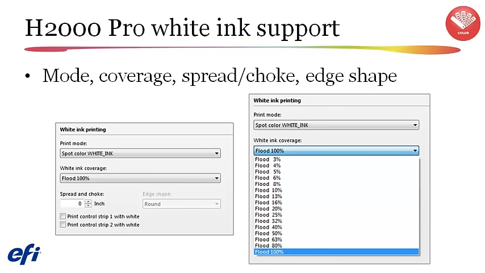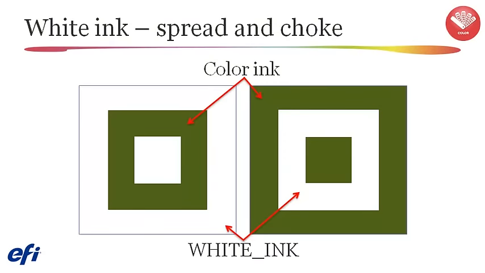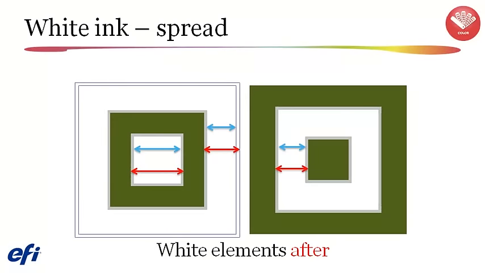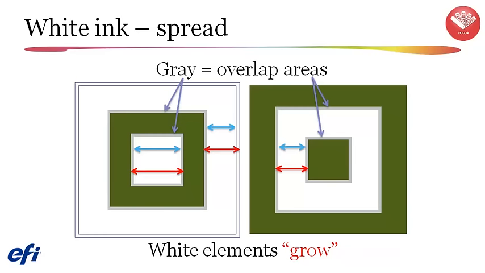Here is how this works. Here we have two graphics, each that have areas using white ink and colored ink. Note the dimensions of the white ink elements and the fact that they abut the colored ink elements. After a spread value is applied, the white elements expand in all directions. Wherever the white elements and the colored elements abut each other, they now overlap, indicated here by the gray areas.